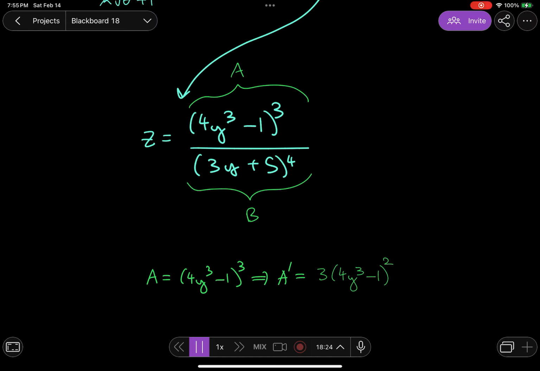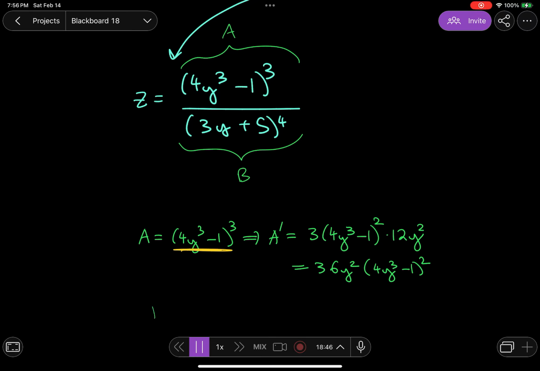times the derivative of the inside function. So the inside function is actually going to be just the thing on the inside of the parentheses. The derivative of that is not too bad. What is that? That's 12y squared. So this is the same thing as 36y squared times 4y cubed minus 1 squared.